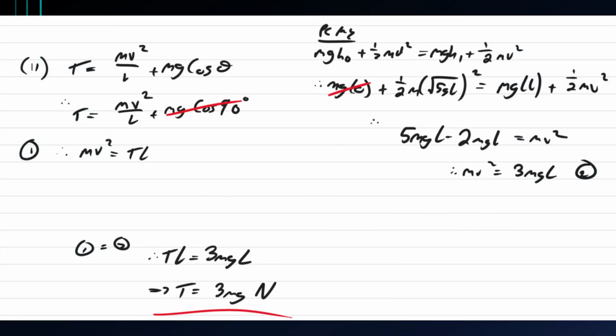So for the second part, we know the general equation of the tension is mv squared over L plus mg cos theta. So at 90 degrees cos 90 is 0, so our first equation is mv squared equals TL, this guy right here.